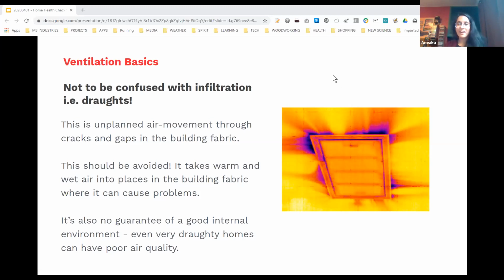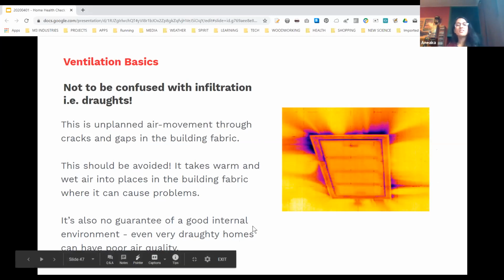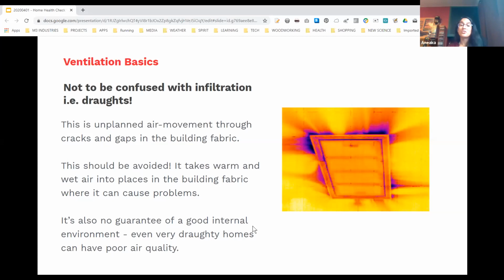I've definitely had that question a lot when I've done these presentations before. I think the thing to understand is that drafts are unplanned, whereas ventilation is something that you control and is planned. And so even if you have a very drafty house, you might actually have parts of your house that are quite stuffy and aren't well ventilated because it's not been planned.